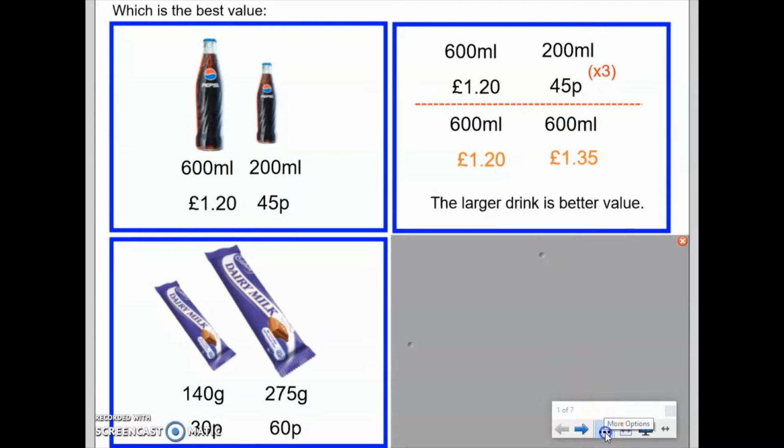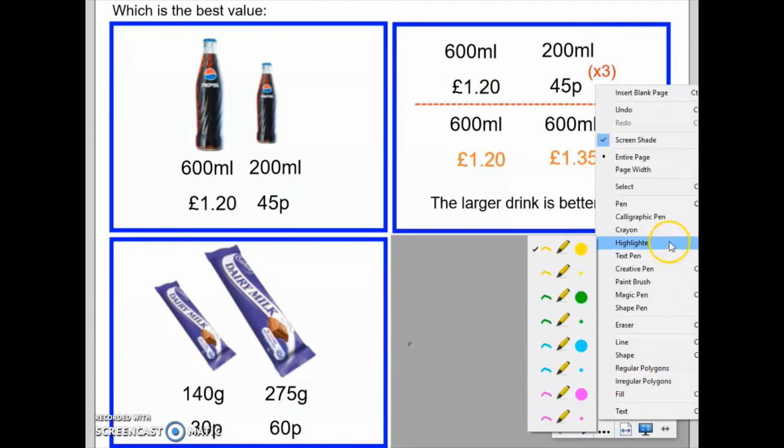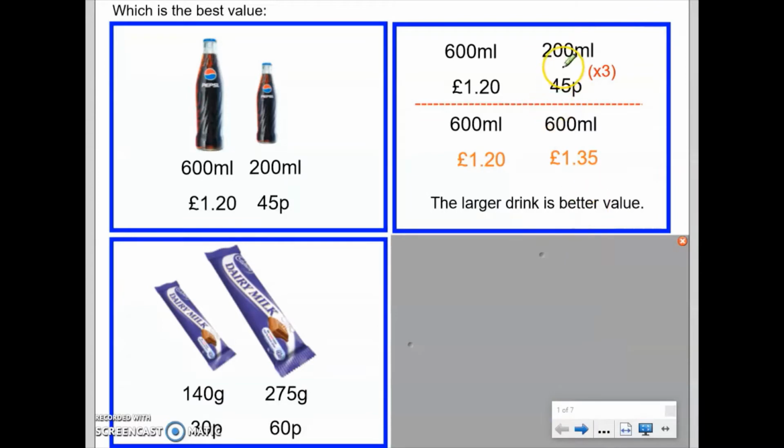So you can see from the top, I've written out the original question. I did start with 200 milliliters being 45 pence, but I've multiplied that by 3. So I've now changed it into 600 milliliters, and the 45 pence times 3 gives me £1.35, or 135 pence if I wanted to speak in pence. So now I can do a direct comparison.